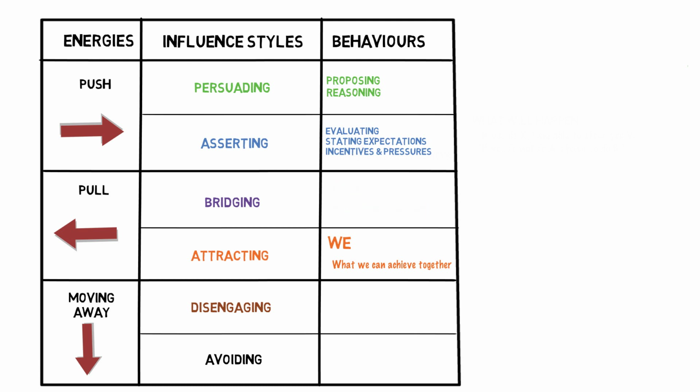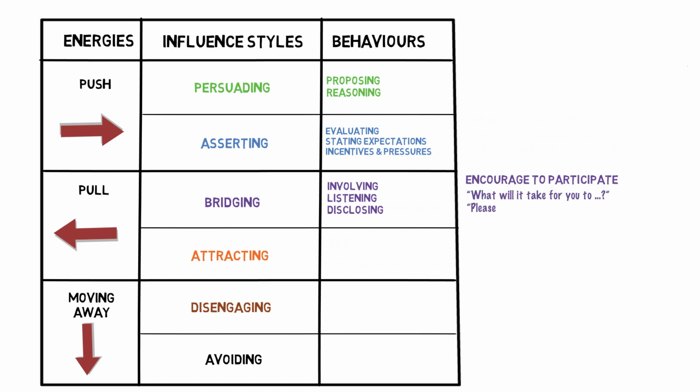Bridging, the U style, comprises 3 behaviors: involving, listening, and disclosing. You apply involving by encouraging the person whom you want to influence to participate and bring forward his or her viewpoints on how your objective can be achieved. When you apply involving well, the other person will feel genuinely appreciated. He or she will know that you really want to understand his or her point of view. You can use phrases like, "What will it take for you to?" "Please say more about."